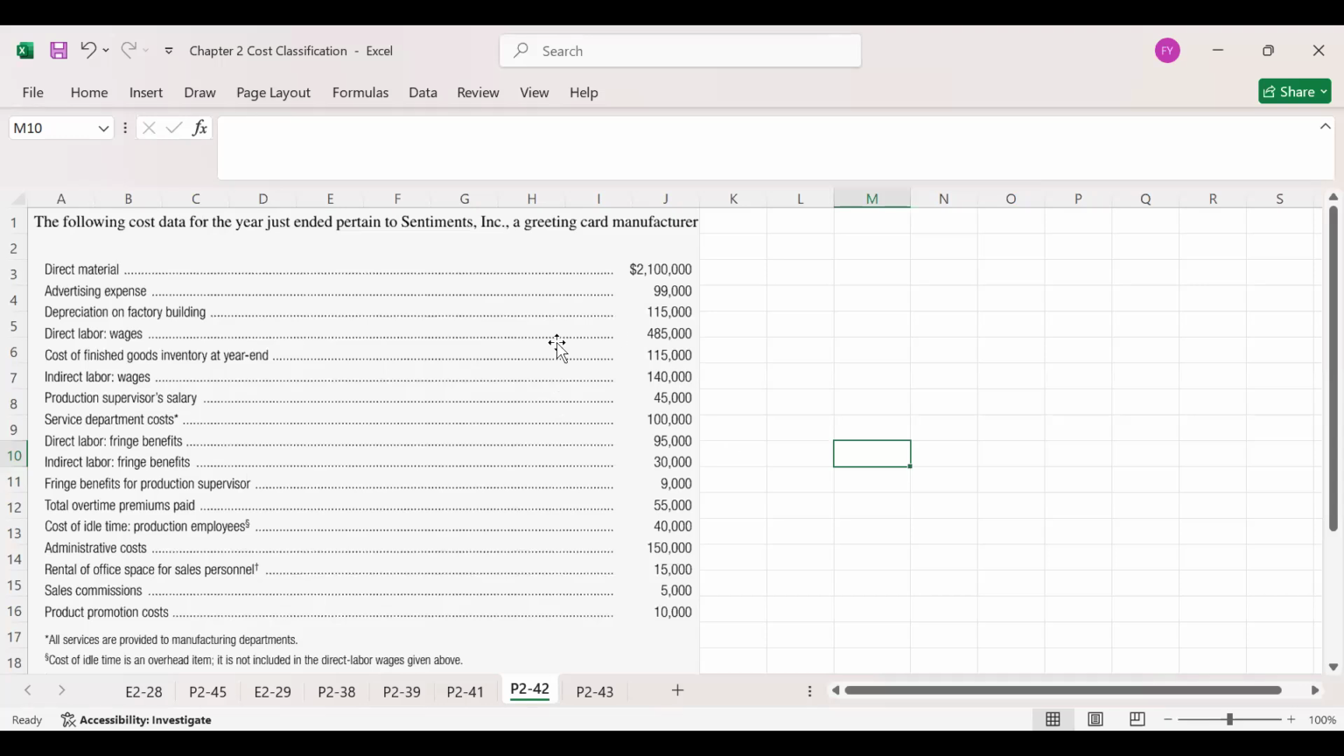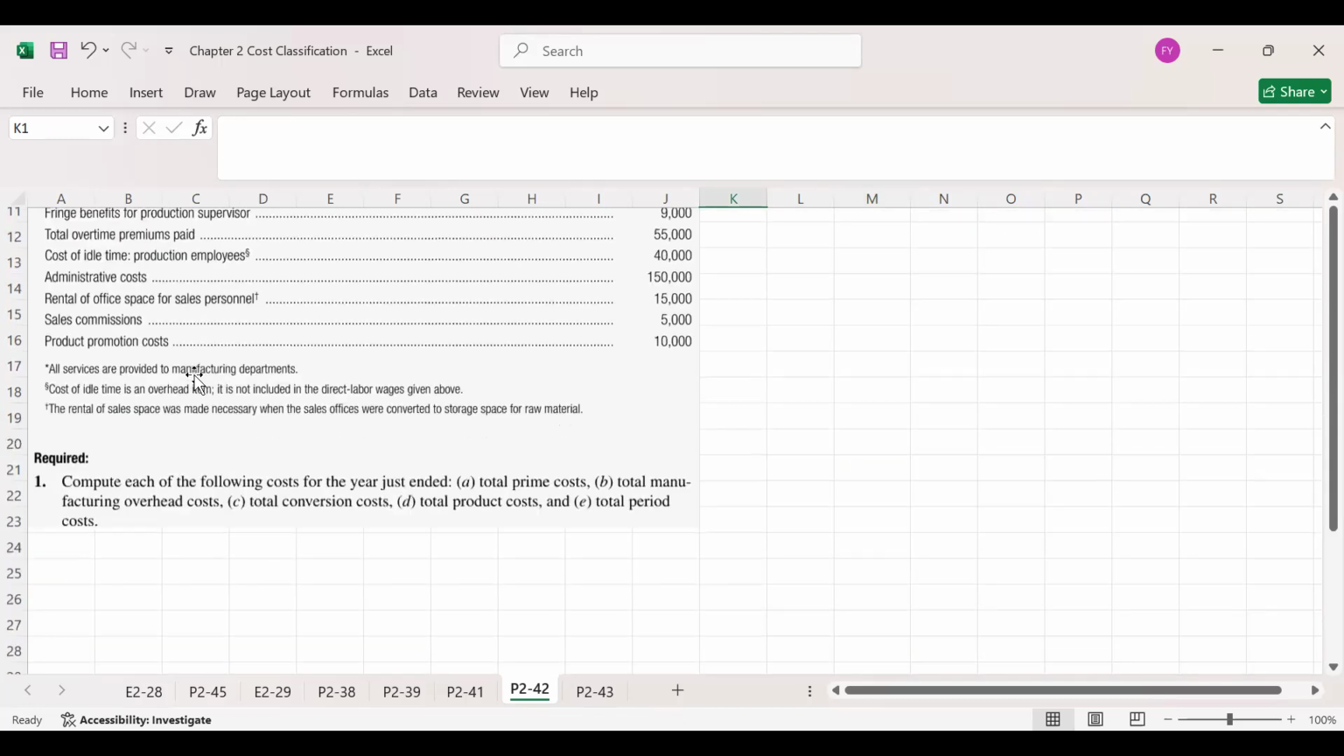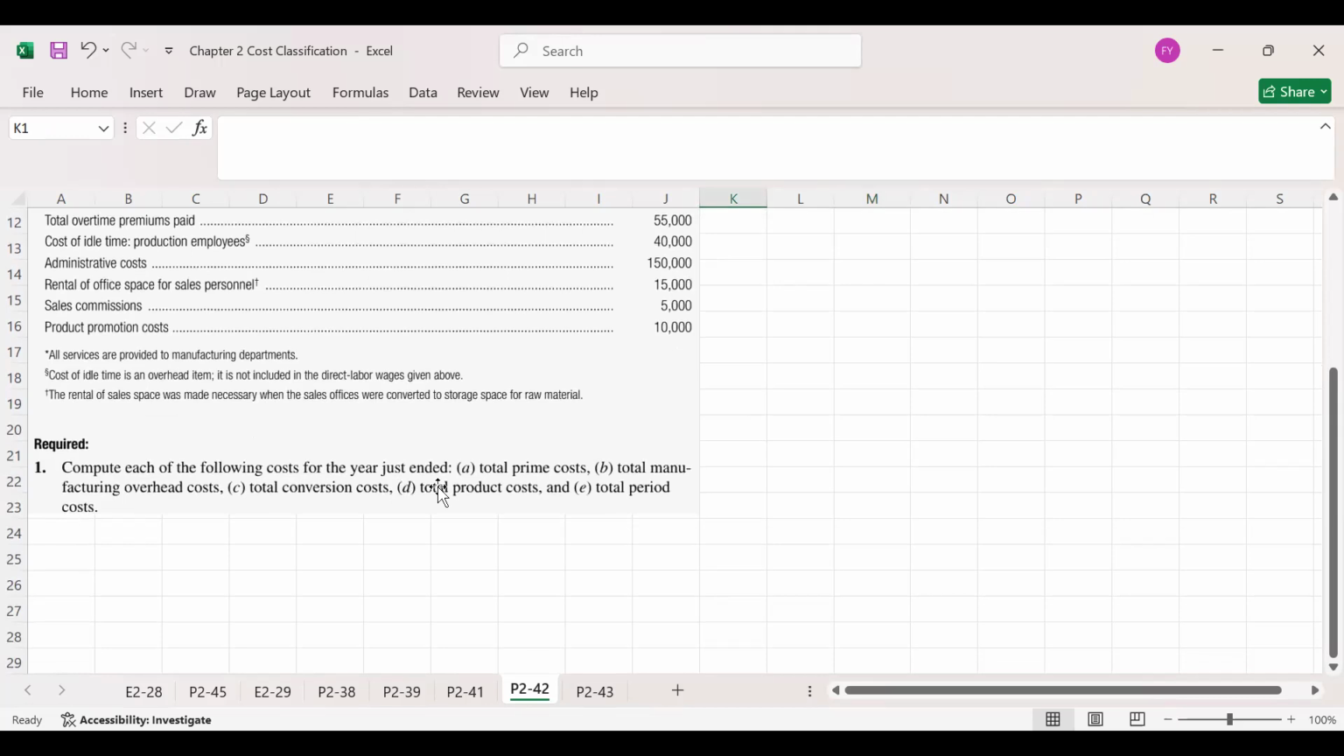Here it is Excel sheet, and I will cover 2-42 and 2-43, and I have included these problems from Managerial Accounting by Ronald Hilton. So in 2-42, different data is given: direct material, advertising expense, depreciation, wages, and so on. And then the first requirement is to compute prime cost.